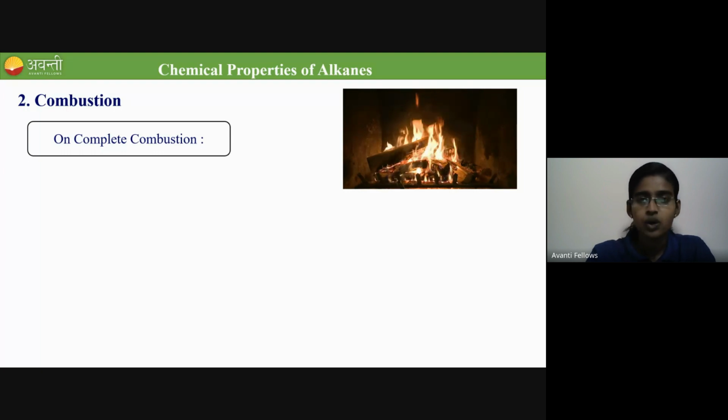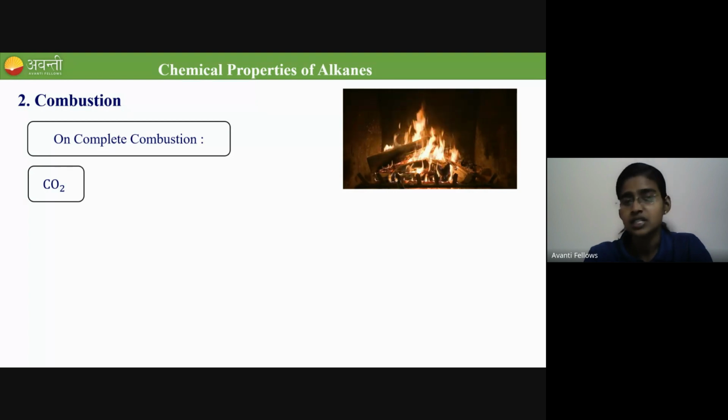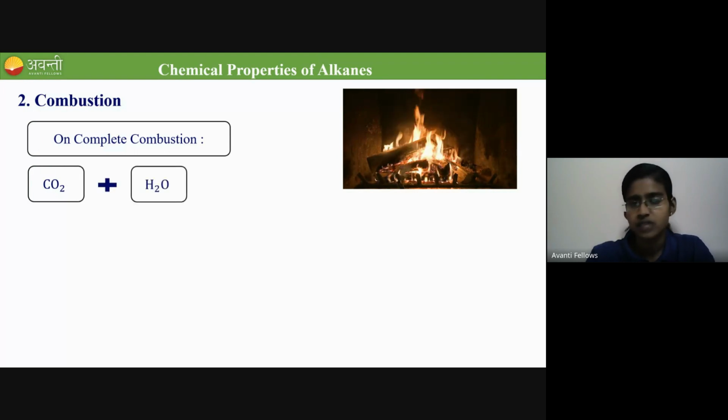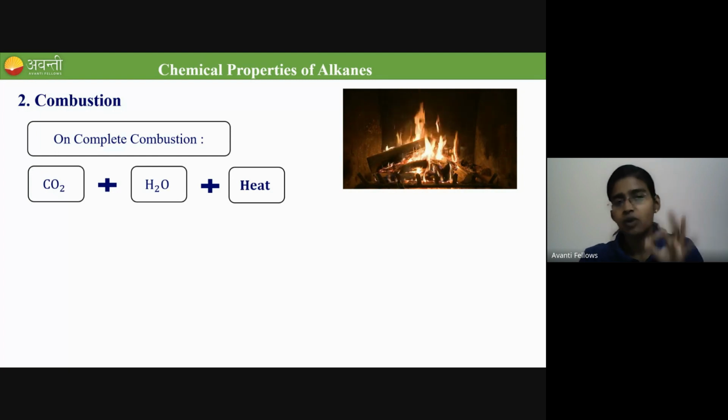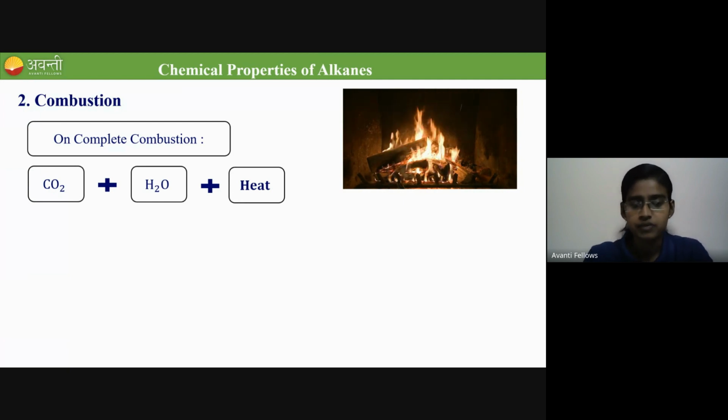On complete combustion of a substance, carbon dioxide will be evolved. Carbon dioxide will come out from the reaction if a substance is undergoing complete combustion. Not only carbon dioxide, it is the main substance, it will come out with water, and some amount of heat will also be released. So if you are getting these three products in your reaction, then you can say that the substance has undergone complete combustion.